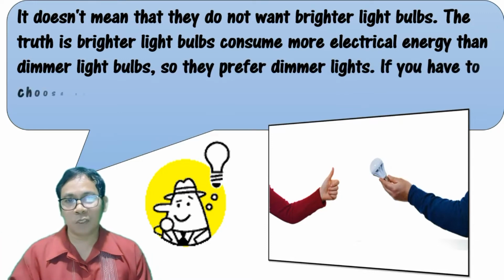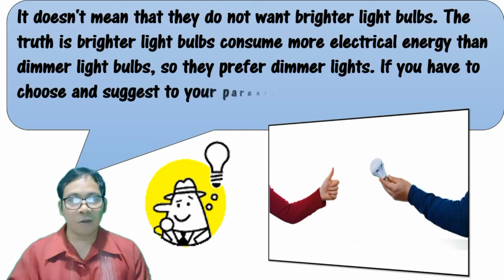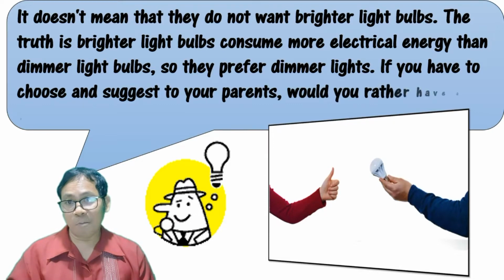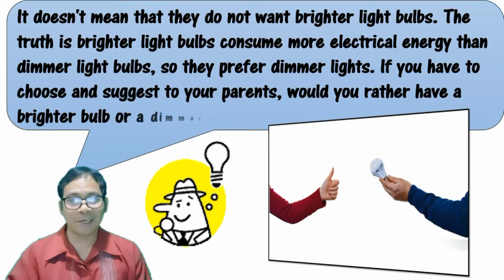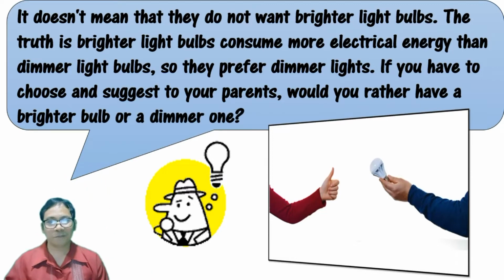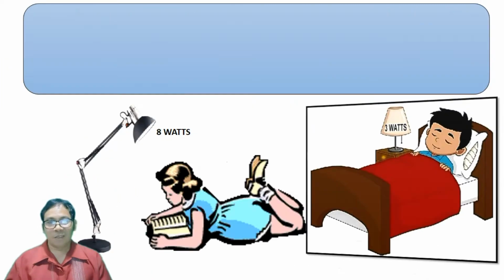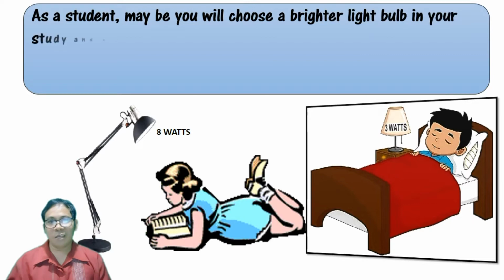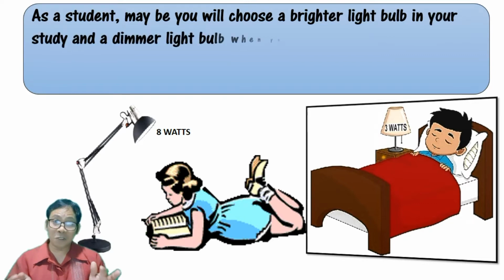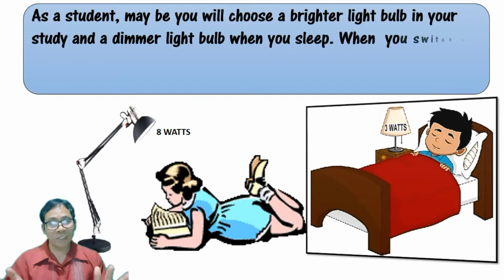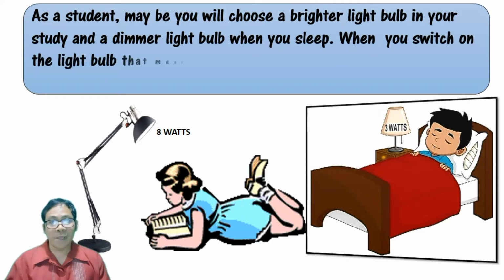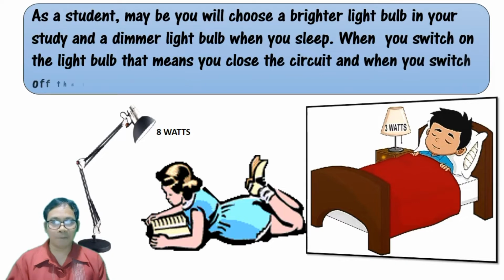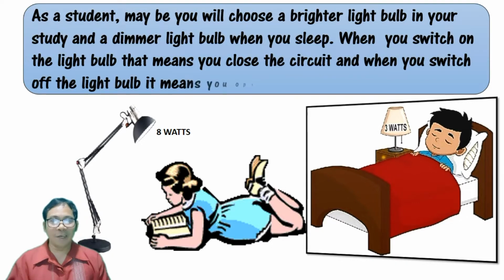If you have to choose and suggest to your parents, would you rather have a brighter bulb or a dimmer one? As a student, maybe you will choose a brighter light bulb in your study and a dimmer light bulb when you sleep. When you switch on the light bulb, that means you close the circuit. And when you switch off the light bulb, it means you open the circuit.